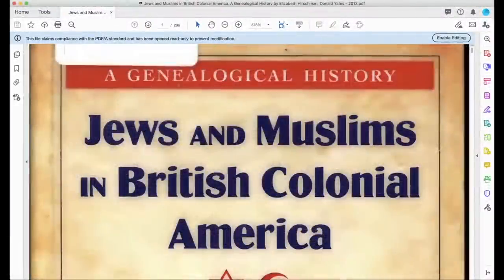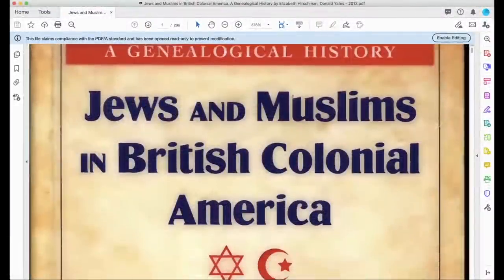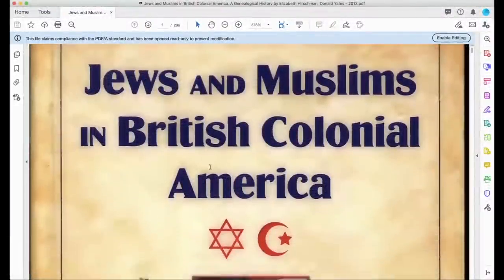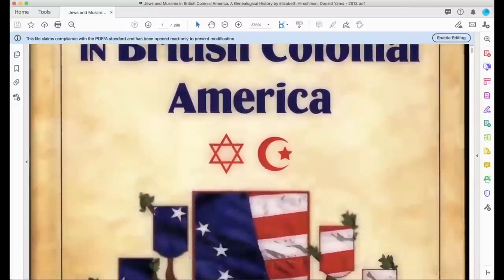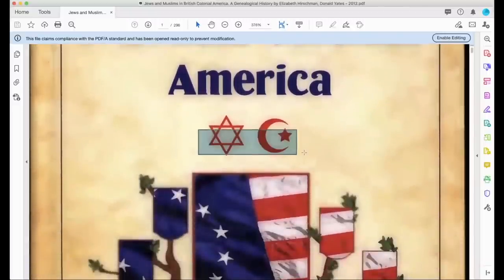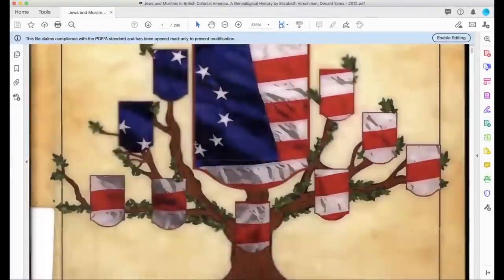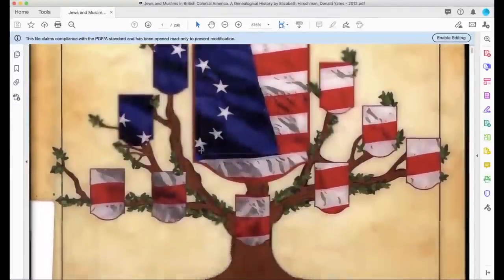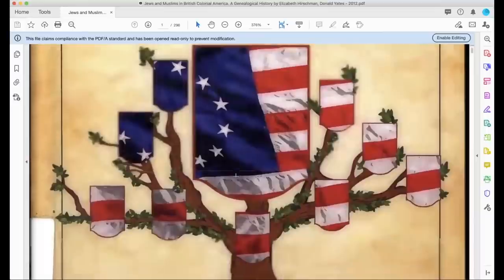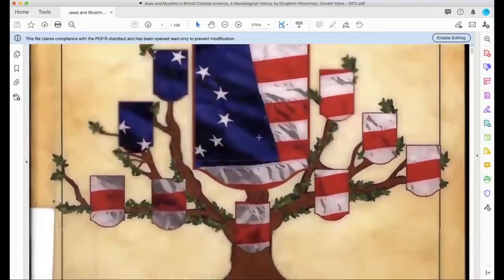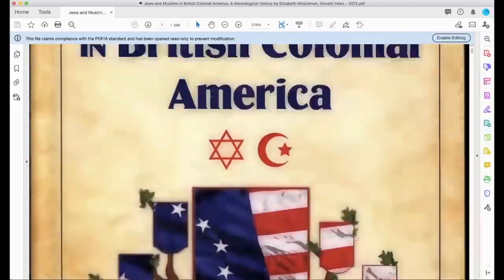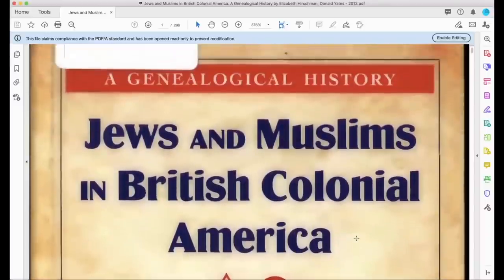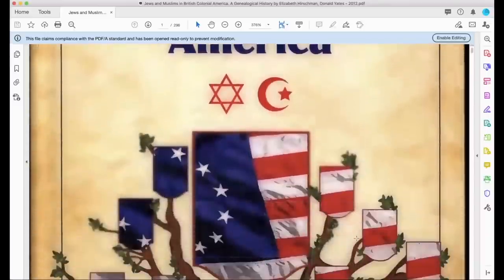This is a genealogical history, Jews and Muslims in British Colonial America. You see these two symbols right here, and then you see the tree signifying a family tree, a branch of genealogy, and you can interpret it however you want. This is by Elizabeth Hirschman and Donald Yates. Very good, informative book, very scholarly, a lot of sources to verify the information.